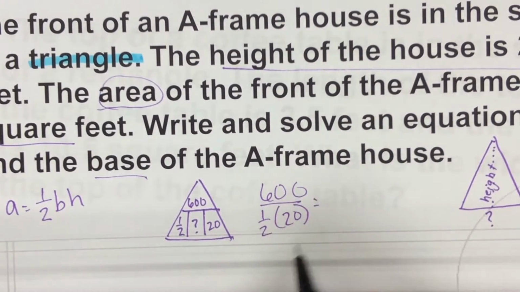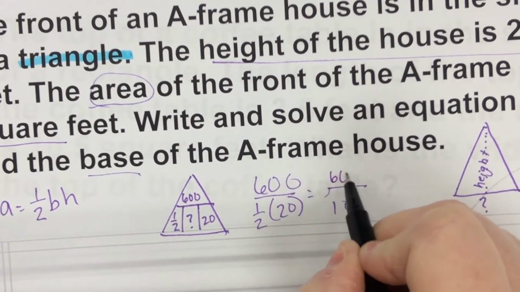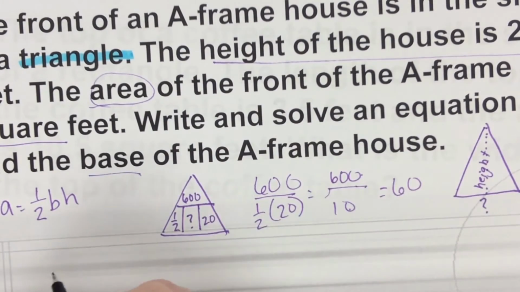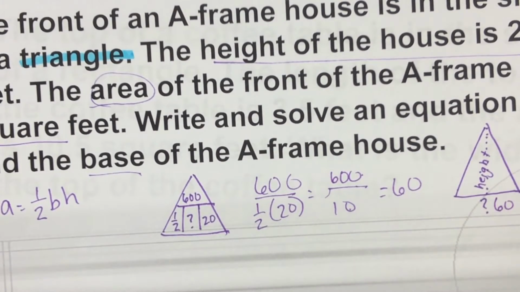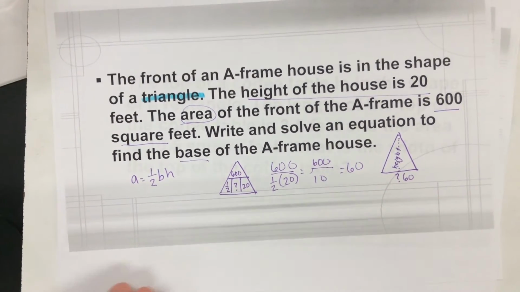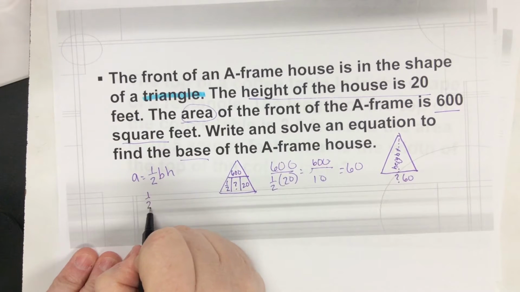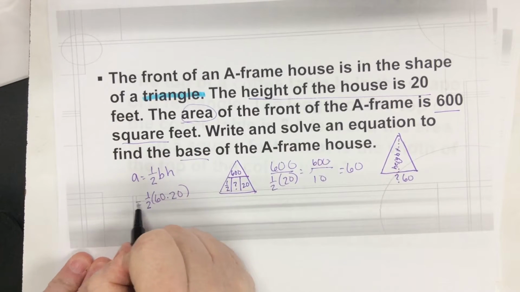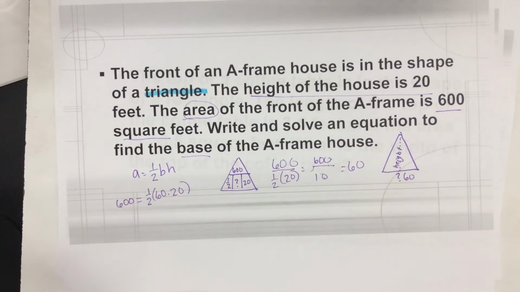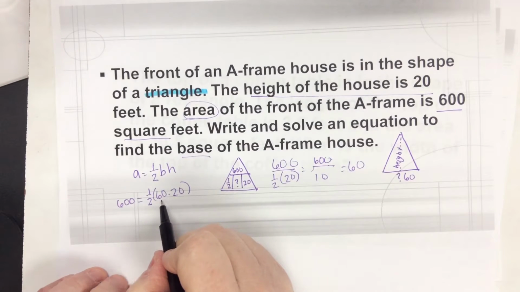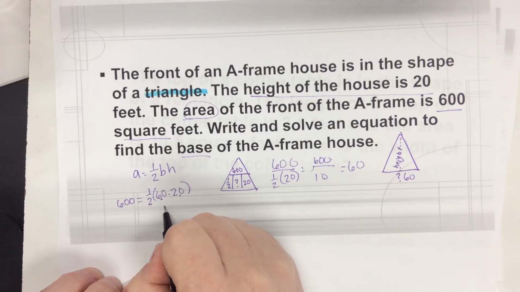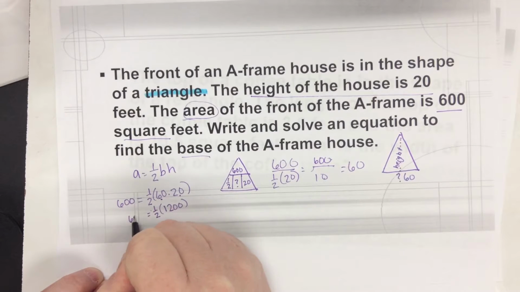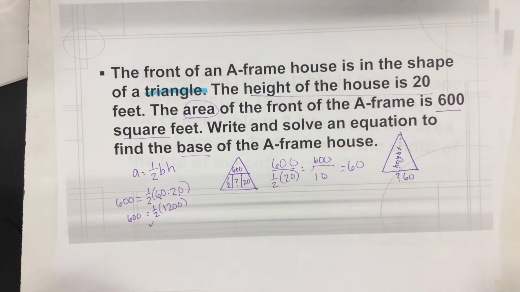Well, what's 1/2 of 20? It's 10. So 600 divided by 10 is just 60. So it means my base is 60 feet. Okay, so I'm going to go back over here to my problem and put 1/2 of 60 times 20 and see, is that going to be 600? And that's what I have to do, is just substitute it in and solve. Well, 60 times 20 is going to be 1,200. Is 1/2 of 1,200 600? Yes, and that means my answer is correct.